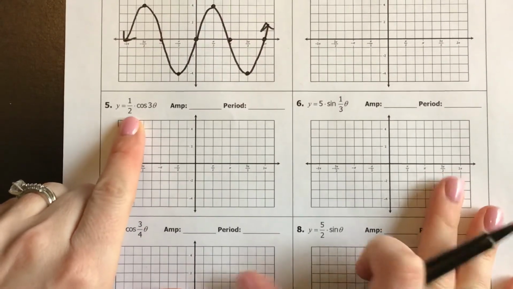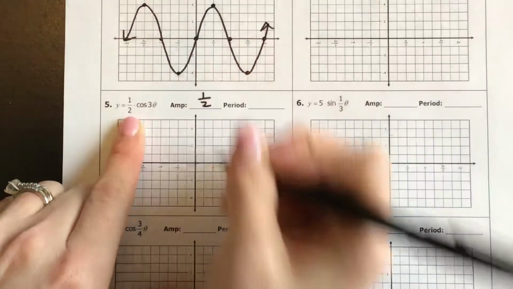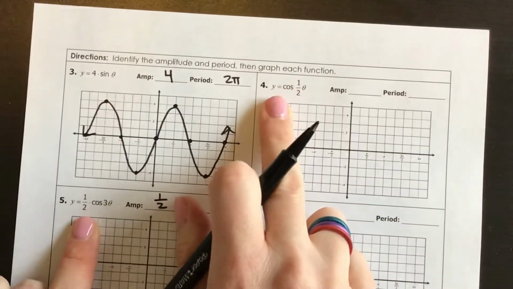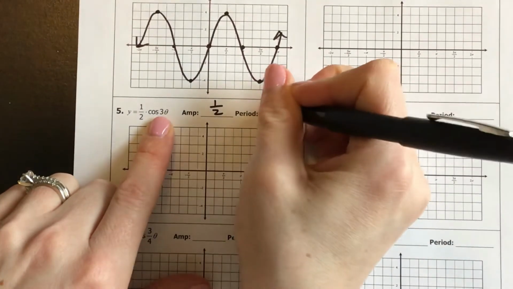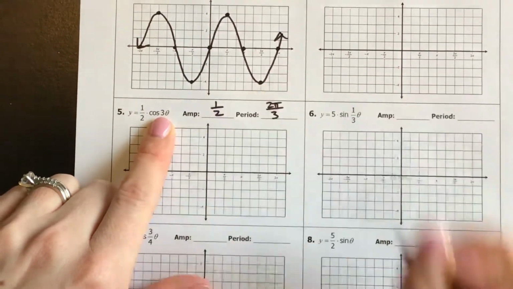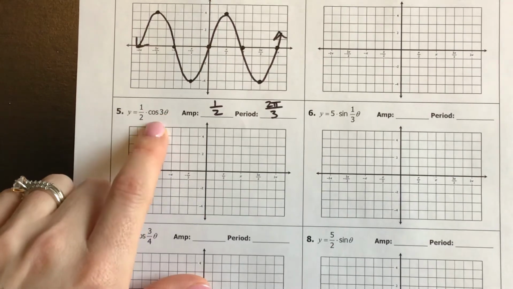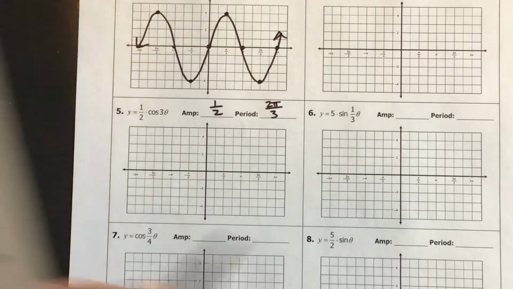This number right here out front is the amplitude. If there's nothing there, you assume that it's 1. Like, let's say we had done number 4, that amplitude would be 1. Then 3 pi right here, so we take 2 pi and divide it by the 3. That's the period. All right, so our cosine graph, let's look at that pattern.